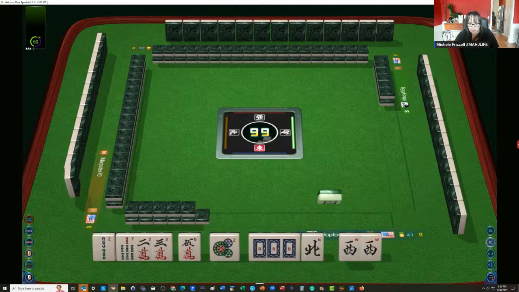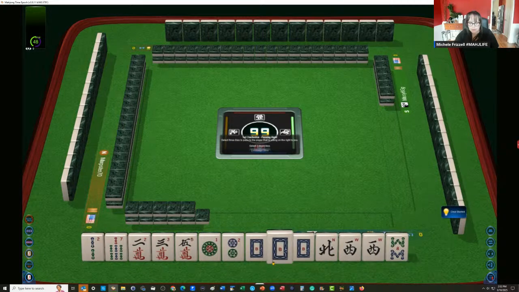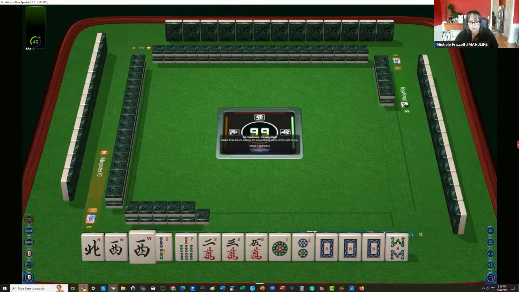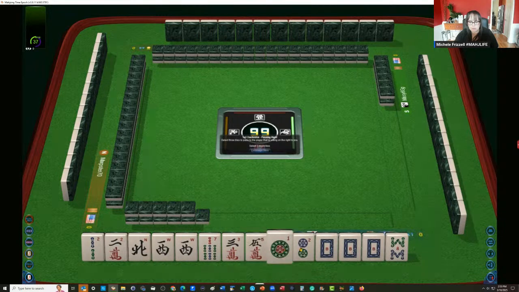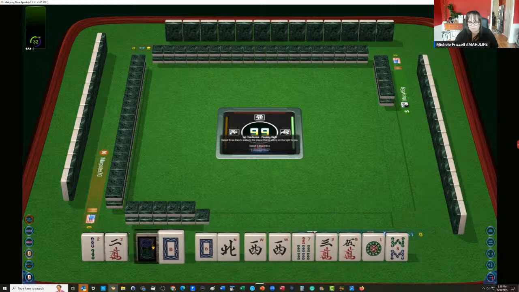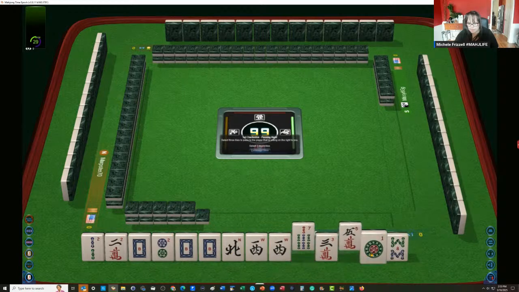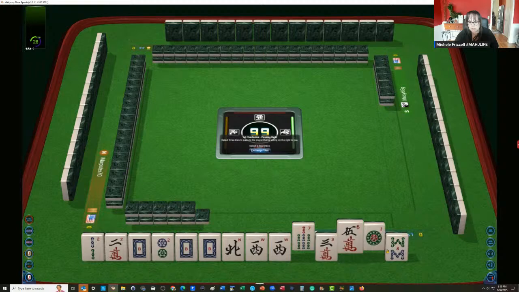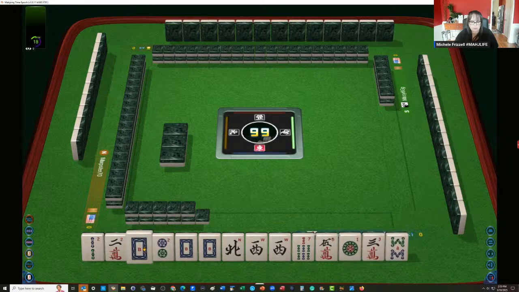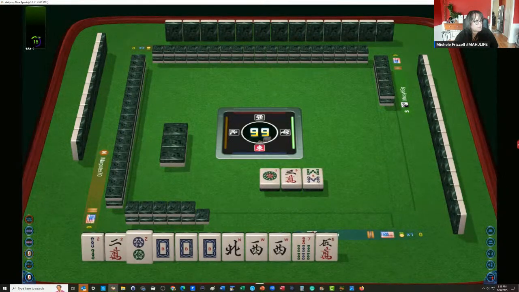All right, let's see what we can do. We have, wow, look at that, a pung of dragons. Do you think we could maybe do the big ear hand? We've got winds, we've got twos, and we've got dragons. Let's try to do the big ear hand. Let's see. How about 1, 3, 8 here? Let's see if we can do the big ear hand. Wouldn't that be fun to get that in here?